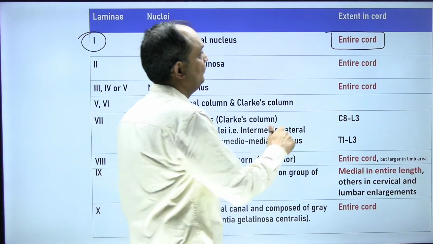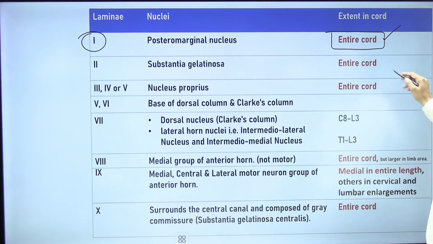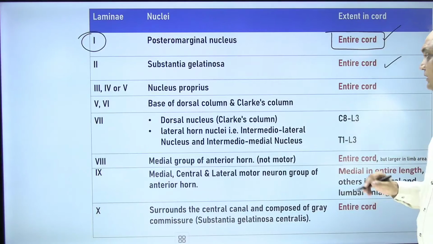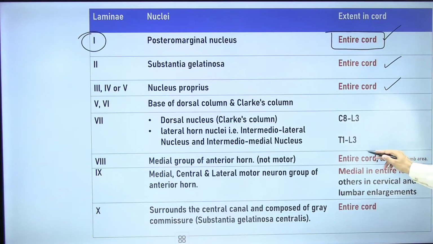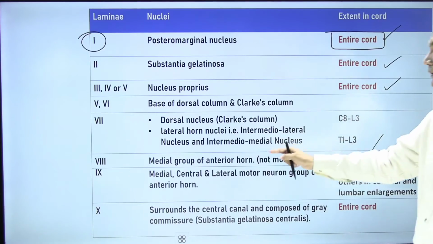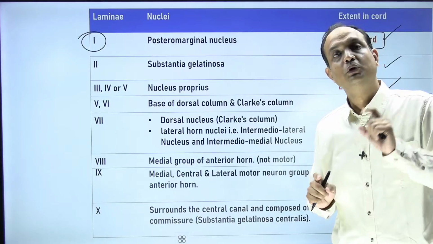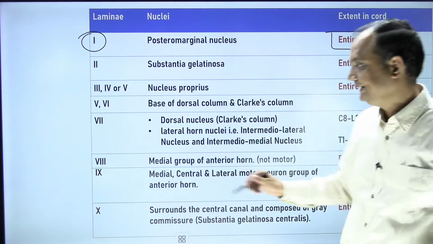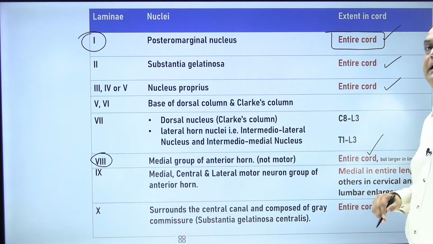So what are these? One is the supramarginal nucleus. Second, you can see here, is the substantia gelatinosa. Then you have the nucleus proprius. Then you have the medial group of the anterior horn, which is a non-motor area, that means Rexed lamina 8. I am talking about Rexed lamina 8. So it also extends in the entire cord.